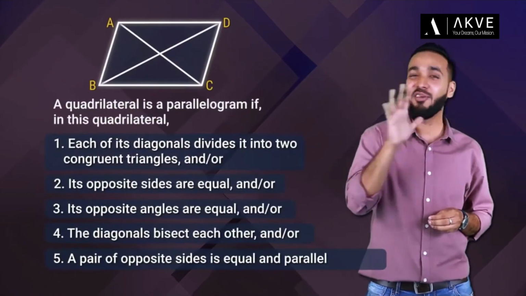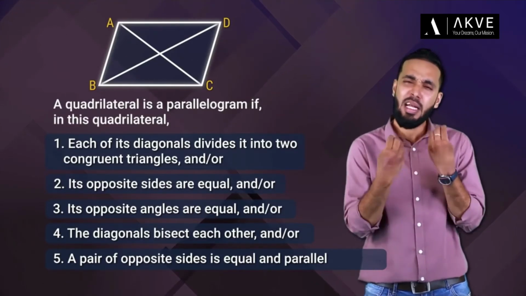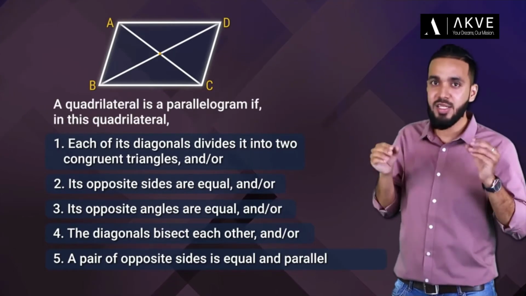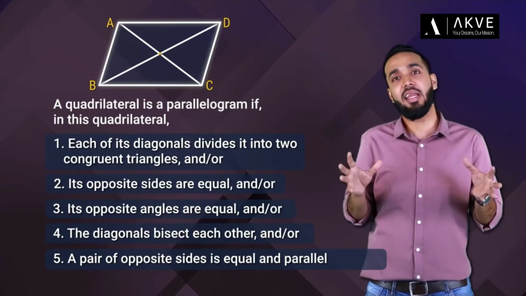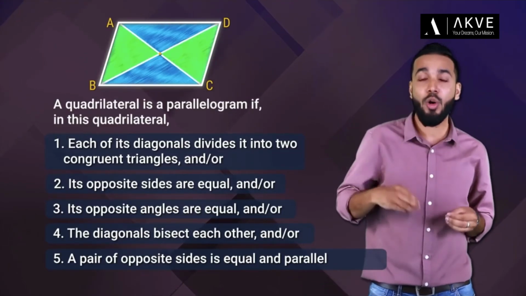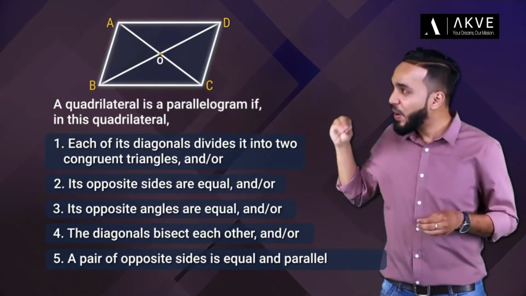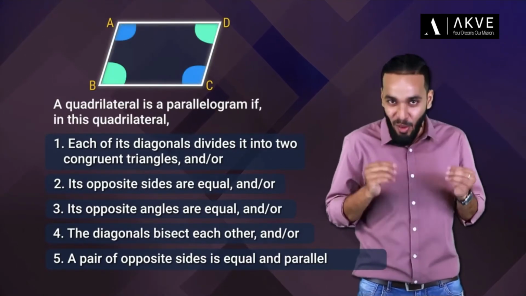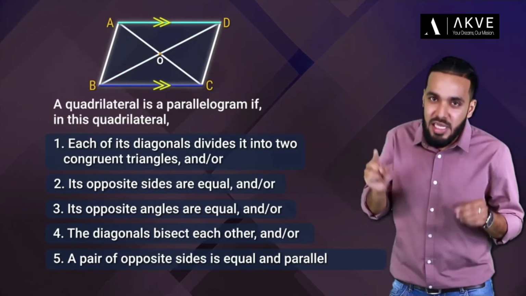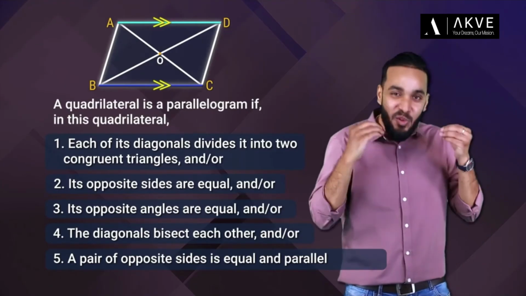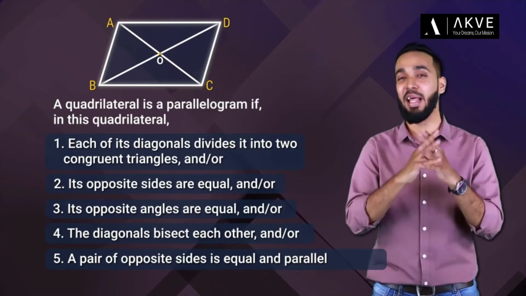We now know 5 different ways of identifying a parallelogram. The foremost condition is something that goes without saying, that the shape must be a quadrilateral. Now, if in this quadrilateral, each of the diagonals divides it into two congruent triangles, or the opposite sides are equal, or the opposite angles are equal, or the diagonals bisect each other, or a pair of opposite sides is equal and parallel, without even a second look, we can say that this quadrilateral is a parallelogram.